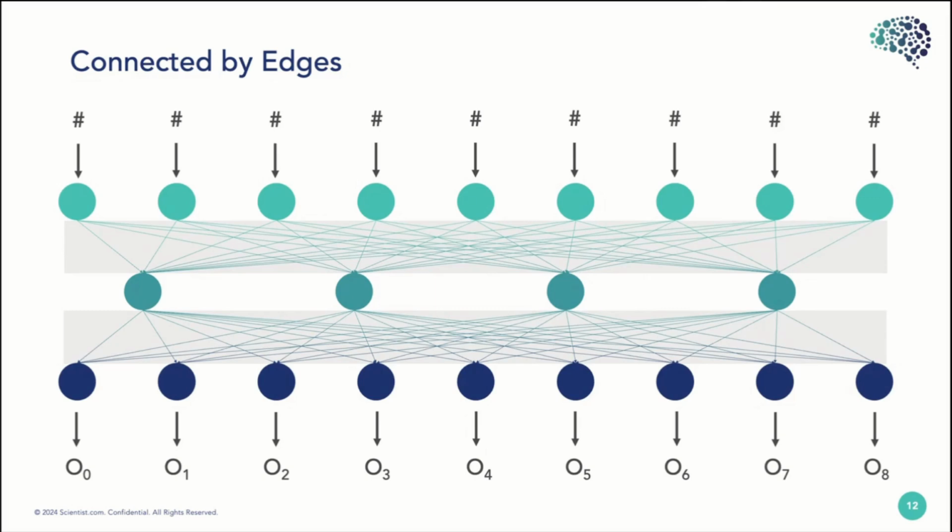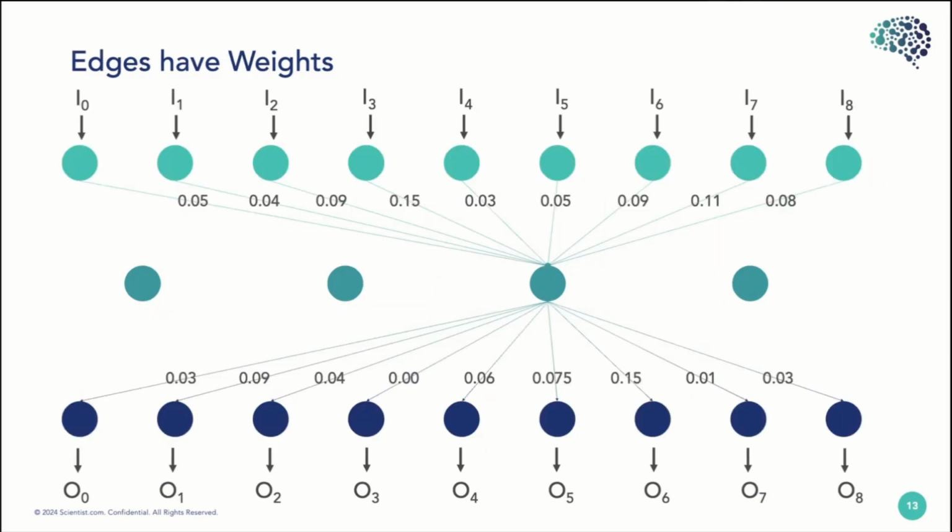And then these layers are, as we mentioned, fully connected by edges. And those edges all have weights. The weights are really what make the neural network work. So I've zoomed in on a single node here in the hidden layer, and you can see that each edge that's coming into that node has its own individual weight.